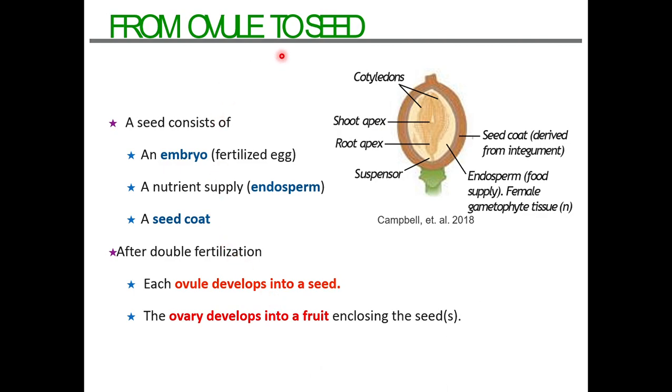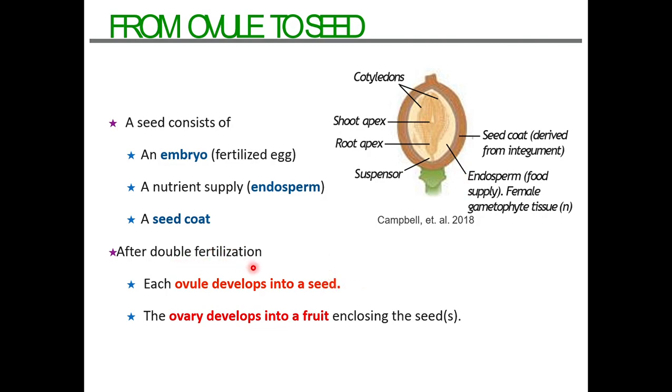Development from ovule to seed. A seed consists of an embryo, which is the fertilized egg, a nutrient supply, which is the nutritive tissue called the endosperm, and a seed coat, which is the protective layer. The seed coat is the outermost layer, then here is the endosperm layer, and in the middle is the embryo with the shoot apex and root apex, with 2 cotyledons, or it can also be 1 cotyledon.